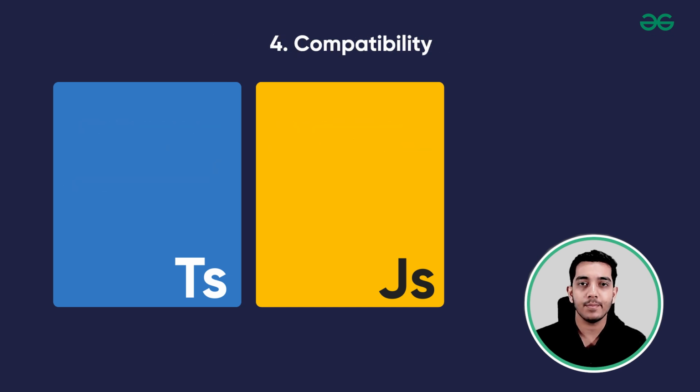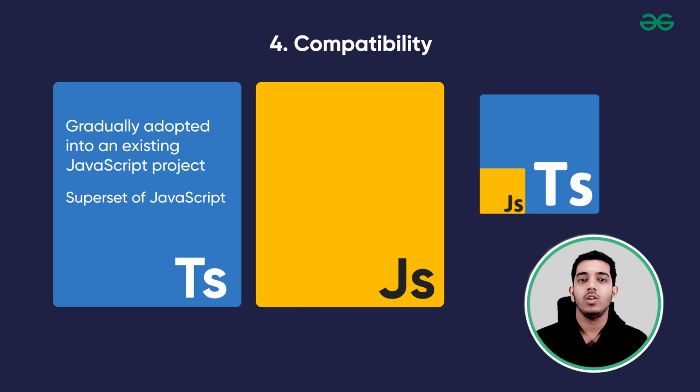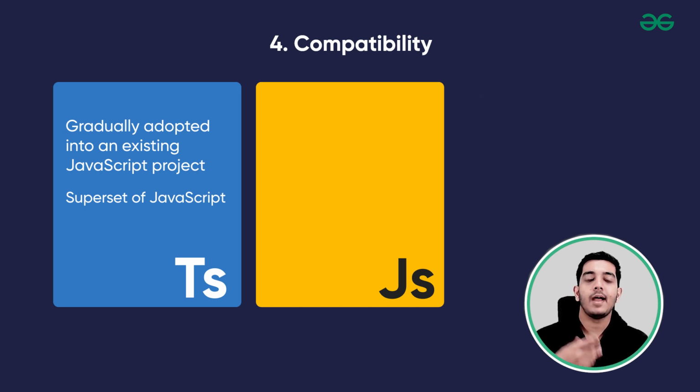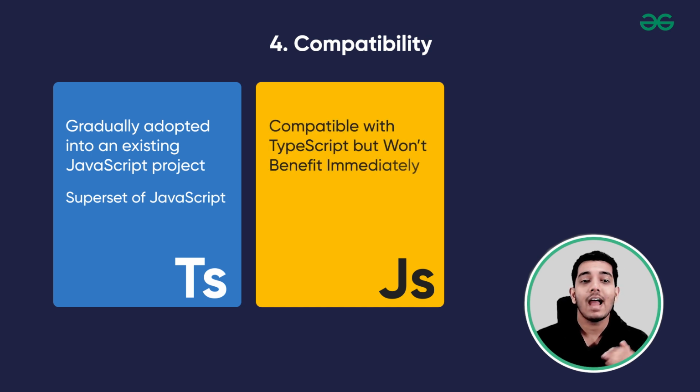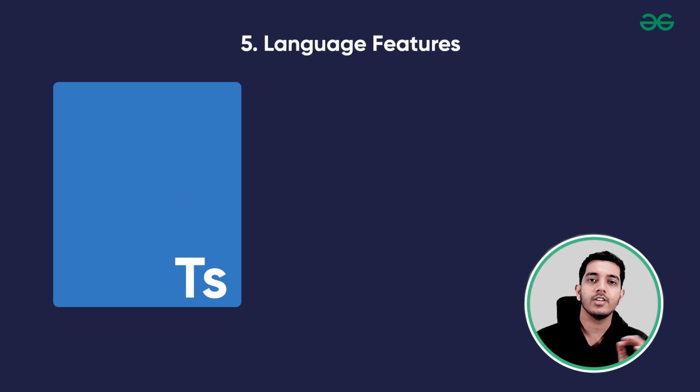Number 4, compatibility. TypeScript can be gradually adopted into an existing JavaScript project as TypeScript is a superset of JavaScript. You can incrementally add types to your JavaScript code base. On the other hand, JavaScript code is fully compatible with TypeScript, but you won't immediately benefit from static typing unless you add TypeScript features.